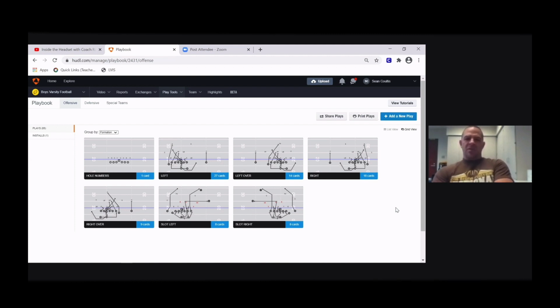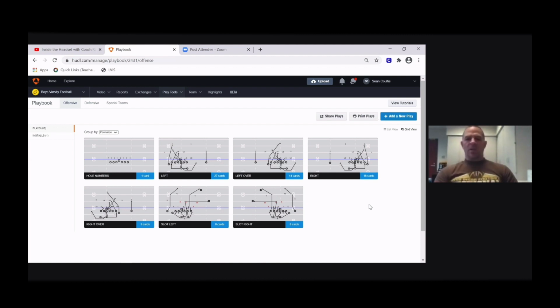And we only have 6 formations, but I think it's enough where you can run everything right and left, and again, present multiple looks to the defense and run the same plays multiple ways. So the 6 formations we have are left, left over, and slot left. So those 3 are all formations with left in it. Every formation we have has either left or right in it. And then we have right, right over, and slot right. So those are the 6 formations we have.